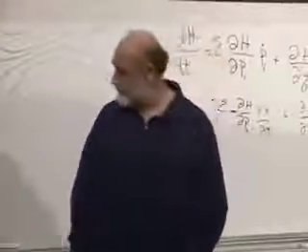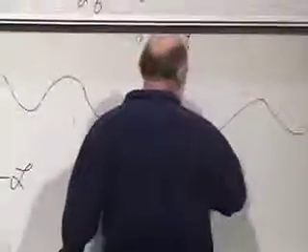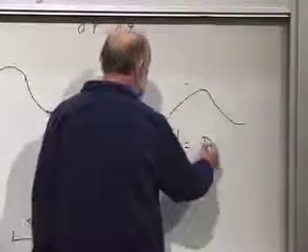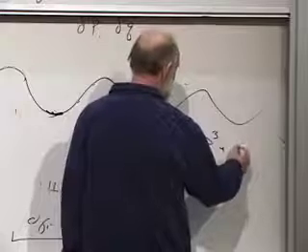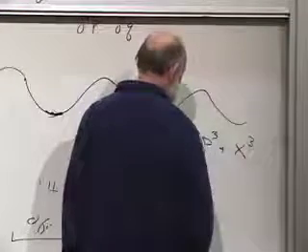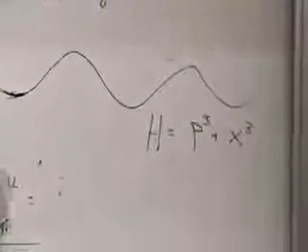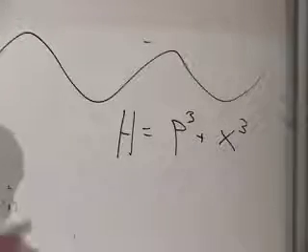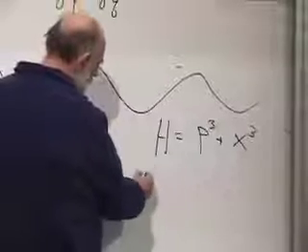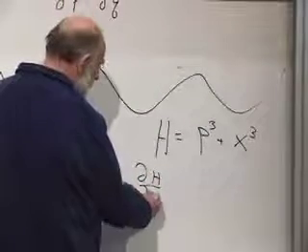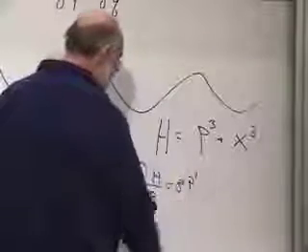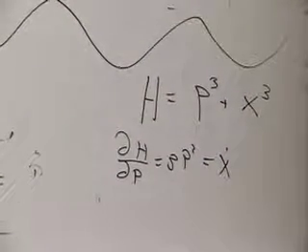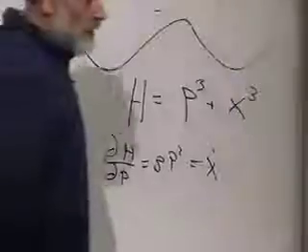We can invent all sorts of Hamiltonians. Here's a Hamiltonian. H is equal, instead of p squared plus x squared, let's take p cubed plus x cubed. This doesn't correspond to any system that I know about in nature, but there's nothing wrong with it from the point of view of the Hamiltonian. Now, what are the equations? The derivative of H with respect to p is equal to x dot, and that's 3p squared equal to x dot. Well, that does not say that the relation between p and x dot is that p is a constant multiple of x dot. So the answer is no, not in general.